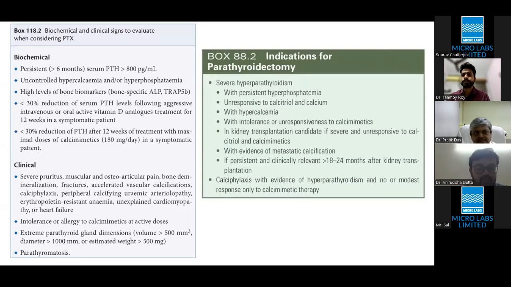or recurrent fractures and large parathyroid gland dimensions, then these patients can be considered for parathyroidectomy. And the parathyroidectomy usually can be total or subtotal, depending on the type and the number of nodes getting involved.